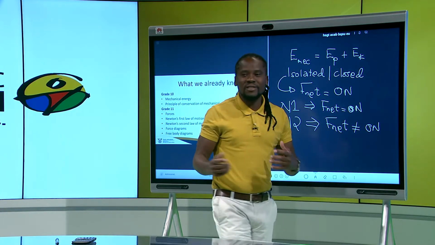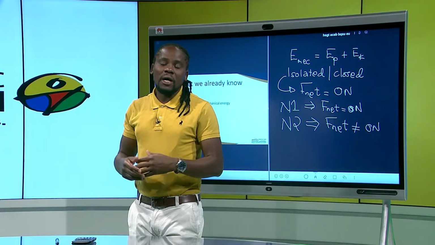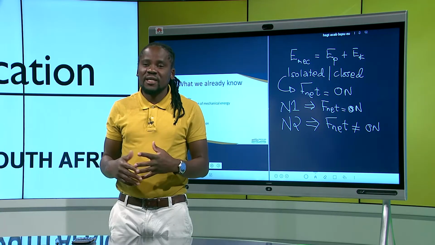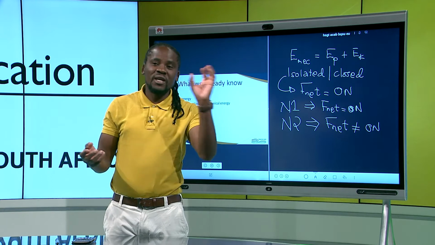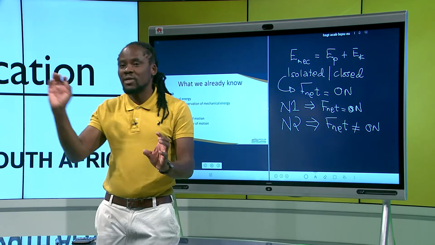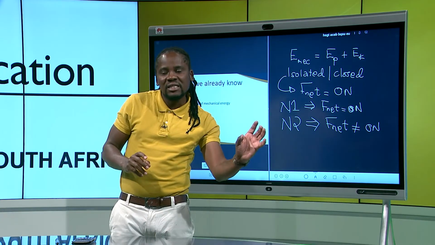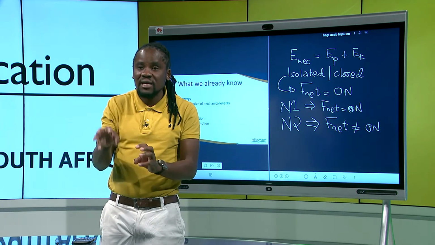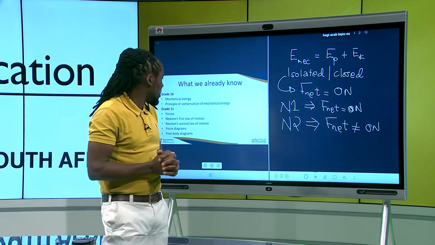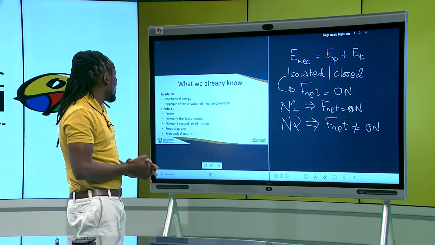So meaning that the object will experience an acceleration due to the net force, because we are saying that when a net force acts on an object, the object will accelerate. So the acceleration is essentially a consequence of a non-zero net force acting on that particular object. So those are some of the big ideas that must come to mind.